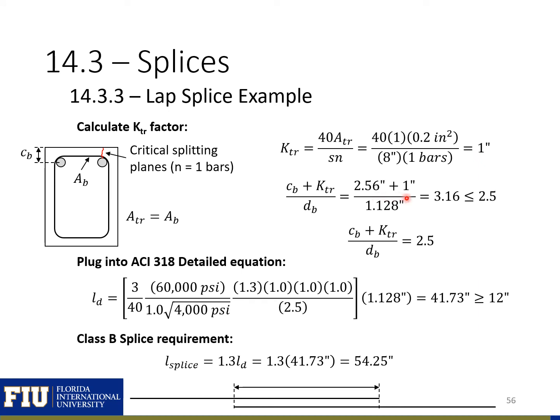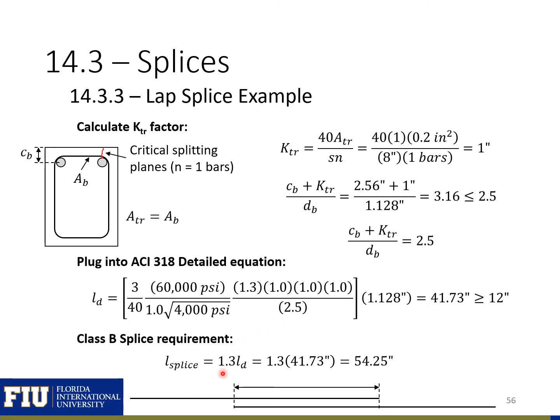Our cb plus Ktr divided by db is equal to 3.16, which is greater than 2.5, so we're going to use 2.5 here. Then plugging this 2.5 into our development length equation with all of our modification factors, our 60,000 psi steel and 4,000 psi concrete, we can find a required development length of 41.73 inches for our number 9 bars. This is greater than 12 inches, which is our lower limit for development. So this is the required development length for our number 9 bar.